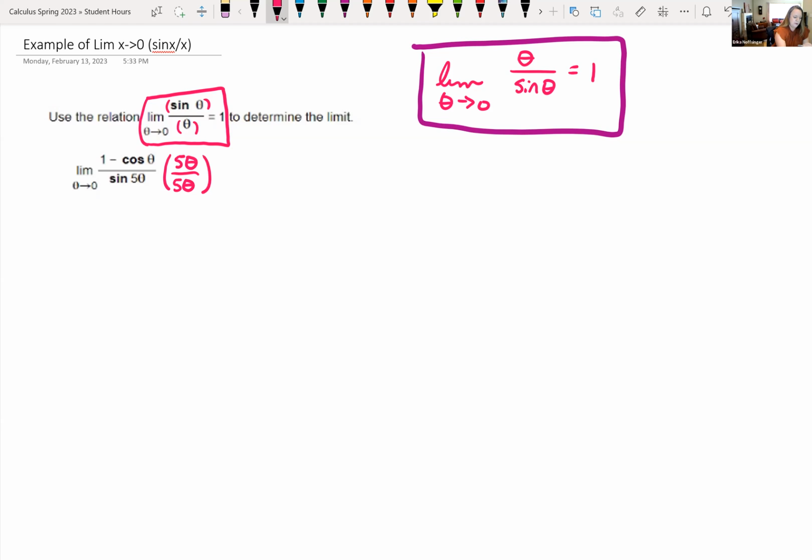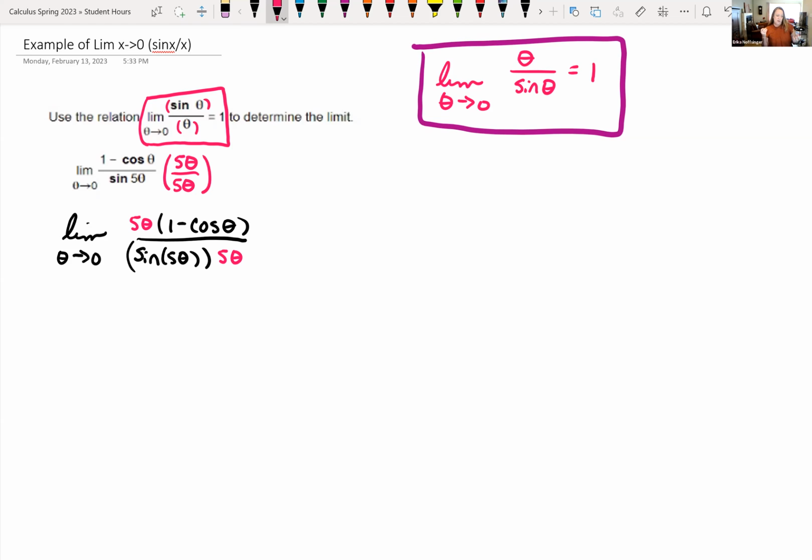And so let's just rewrite our limit. We have the limit as theta is approaching 0 of 5 theta, all times the numerator 1 minus cosine theta, all divided by, I'm just going to rewrite the order, sine of 5 theta, and that is all times the 5 theta.